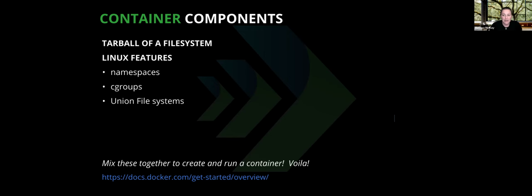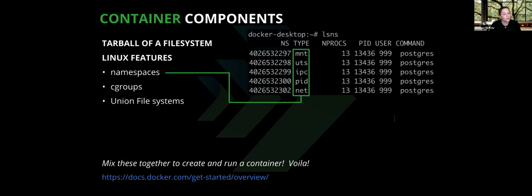Namespaces are an important ingredient because this is what is used to provide that virtual separation between containers. This is how the processes inside a container don't interfere with the host or processes inside another container on the same host. Here you can see the namespaces that were set up for a Postgres container that I have on my box.